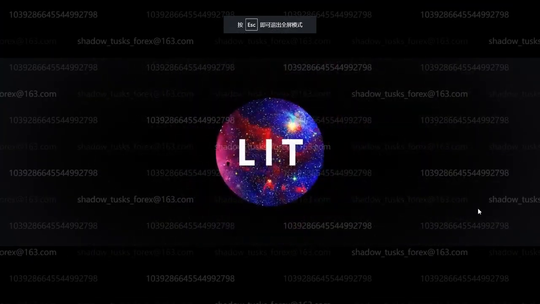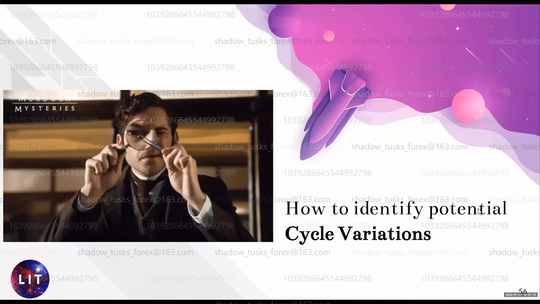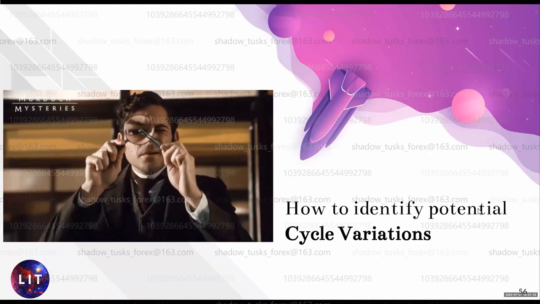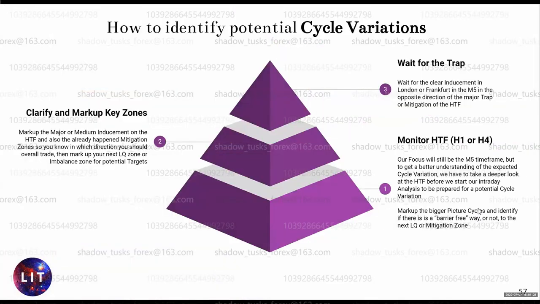So how to identify these potential cycle variations? Okay, so the first thing we have to focus on is this beautiful pyramid. We have to start at the foundation, at the bottom, of course, and that is to monitor higher time frames.